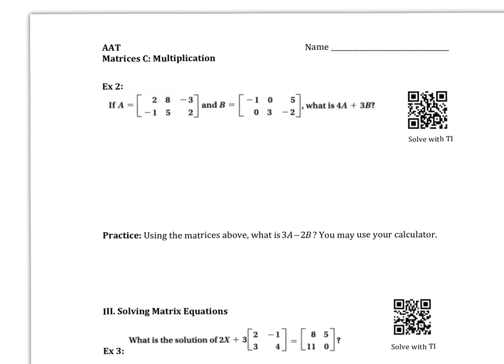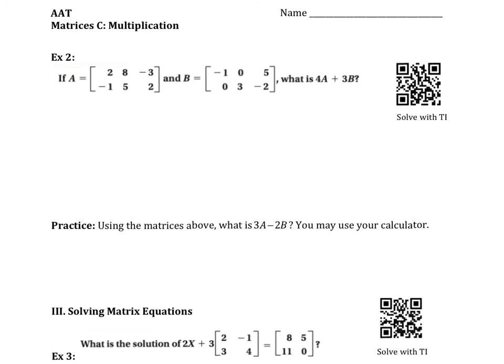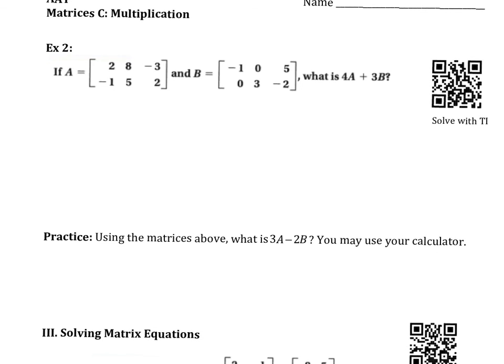Next, example 2. If A is this matrix and B is this matrix, what is 4A plus 3B? So what we need to do, and I'm just going to write the first step here, is we have 4 times this entire matrix and plus 3 times this entire matrix.